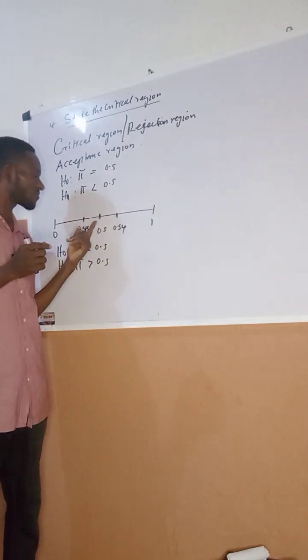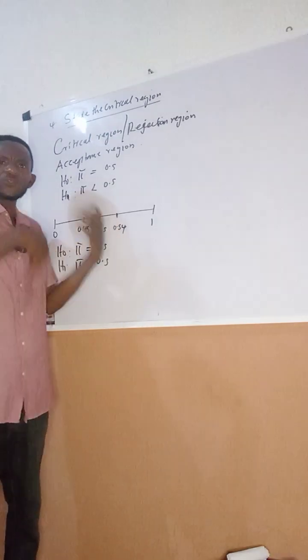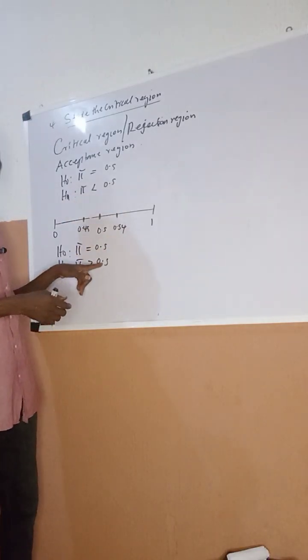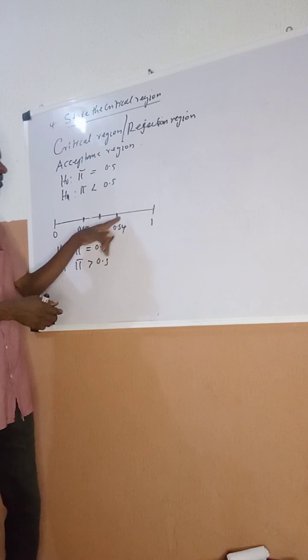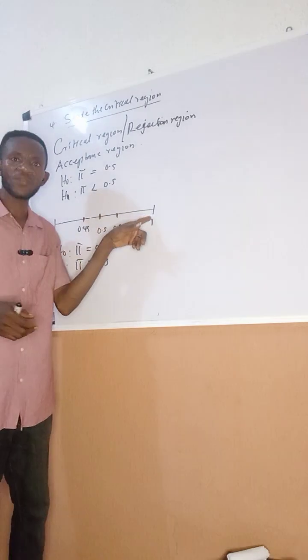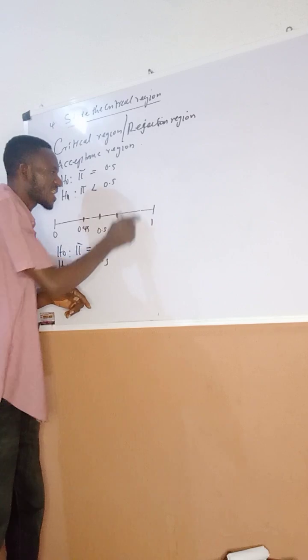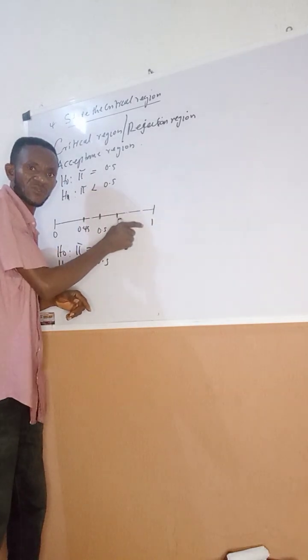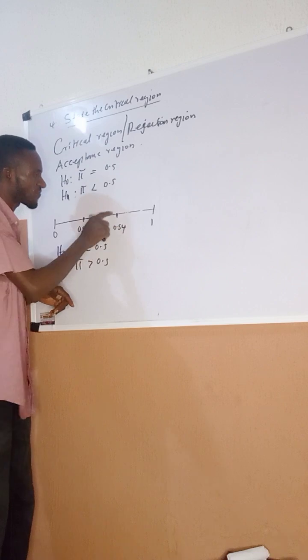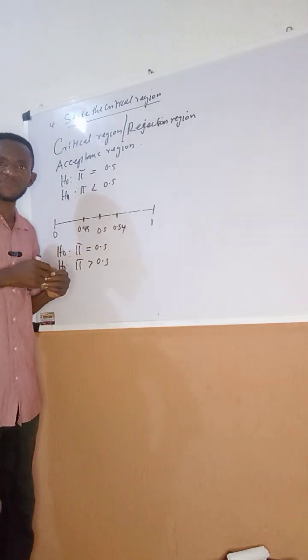No much difference between this and this. So for you to say there is a significant value that is going to make this in actuality greater than 0.5, you are going to say let it lie between 0.54 and 1. And in that case, here becomes your critical region. And from this 0.5 to 0.54 now becomes what you call your acceptance region.